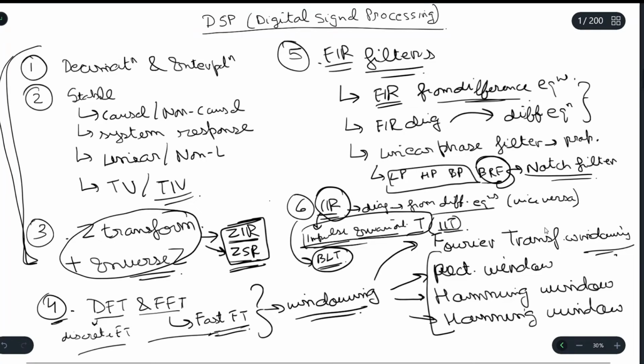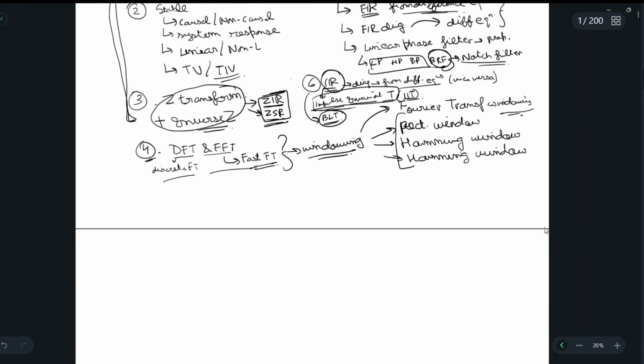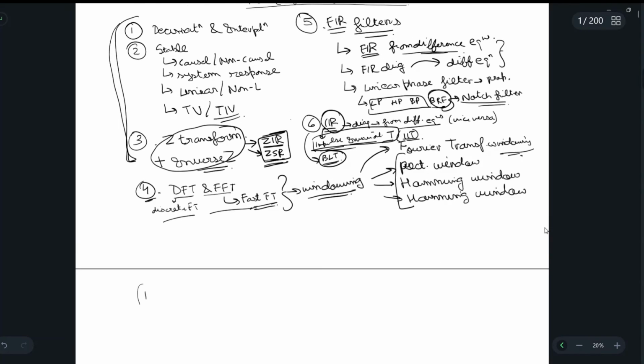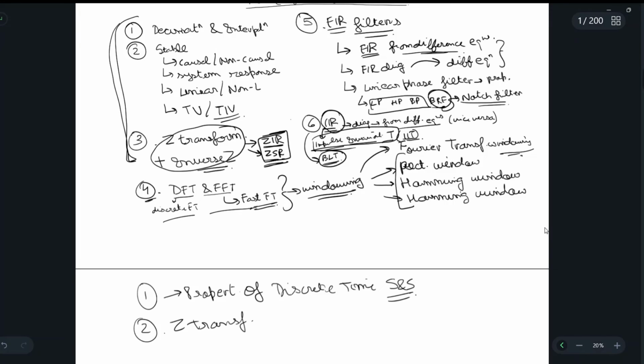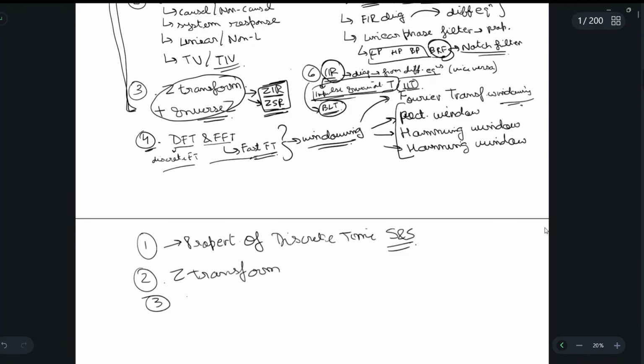So now, I will tell you a brief overview of it. First, we will discuss the properties of signals and systems. That is, we will be discussing discrete time signals and systems, that is SNS, short form for signals and systems. Secondly, we will be discussing Z transform. Thirdly, we will be discussing FFT and DFT, that is DFT and FFT, which is discrete Fourier transform and fast Fourier transform.